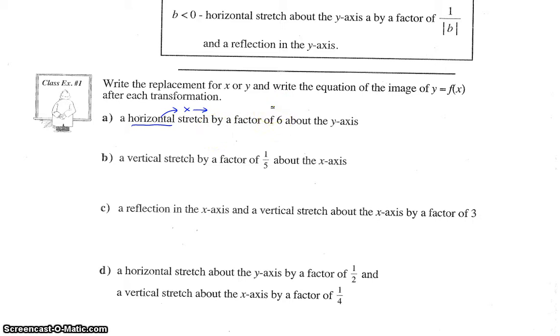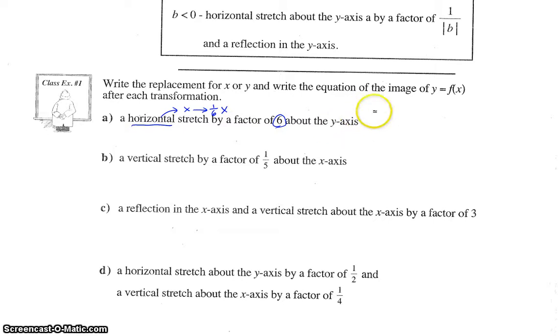Now when we were translating and moving it left or right horizontally, we would add or subtract from the x, right? For the replacement, x gets replaced with x plus 2. That's moving it left 2. If we're stretching it, we're actually multiplying that x by a certain number. And remember how I said when it's with the variable, everything's upside down and backwards? Well, this is where the upside down part comes. So stretching by a factor of 6 means you would replace x in the equation with 1 over 6x. So we take that stretch factor and we reciprocal it.